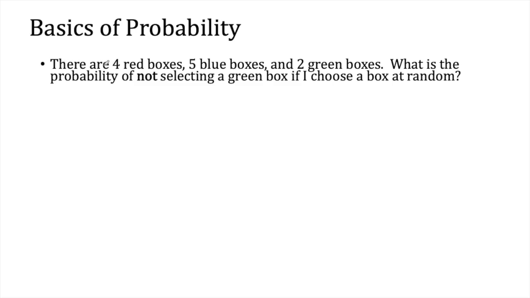Now let's get to our problem. The question states that there are 4 red boxes, 5 blue boxes, and 2 green boxes. What is the probability of not selecting a green box if I choose a box at random? So you'll see that the information in this question is the same as in the previous video, but the question itself has changed. They're asking the probability of not selecting a green box.